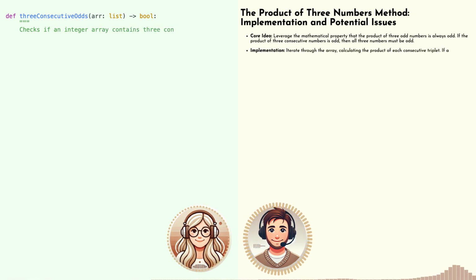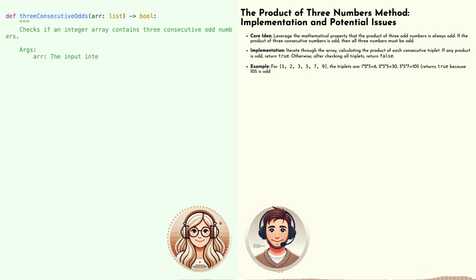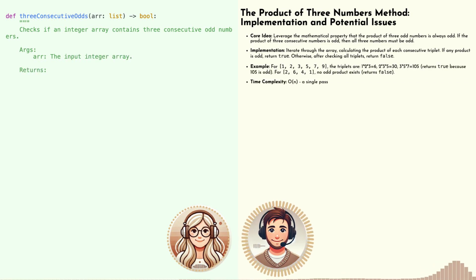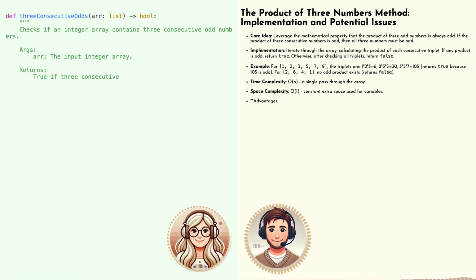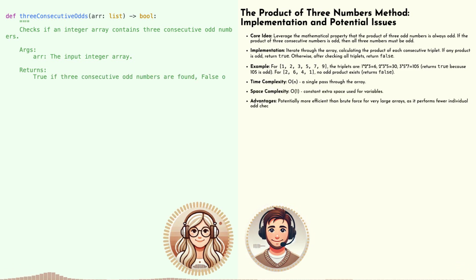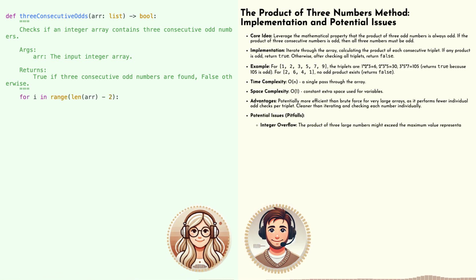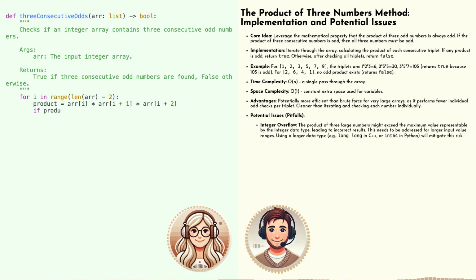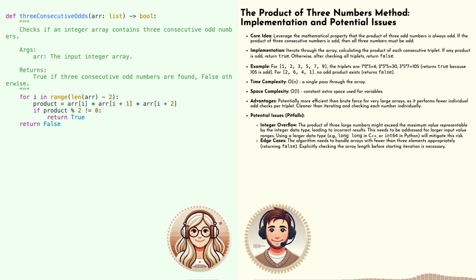This product of three numbers approach sounds incredibly clever. It feels like we're taking a shortcut through the problem, using a bit of mathematical wizardry. That's a great way to put it. Instead of individually checking the oddness of each number, we can exploit this property of multiplication to our advantage. So walk me through how we'd actually implement this method in code.